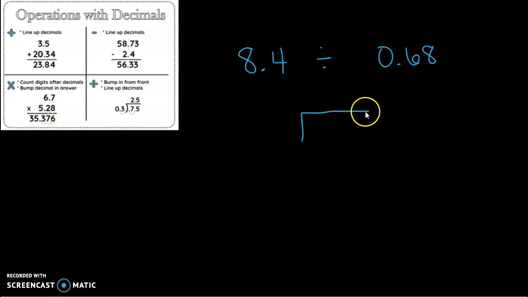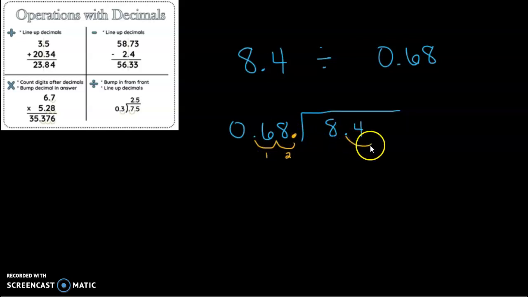All right, so we need decimals. So what that means is we're going to go ahead and set up our division, and we have 8.4 and then 0.68. So it says bump in from the front. So what that means is we cannot have a decimal out here. We actually need to slide that decimal all the way to the right. So we need to slide it 1, 2, and that's how it would get to the right. So we slid it twice. If we do that, we have to slide this 8.4 decimal 1, 2 to the right as well.